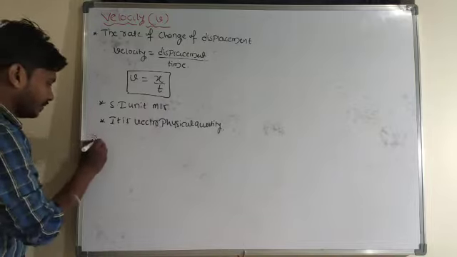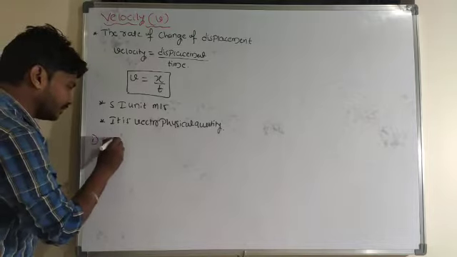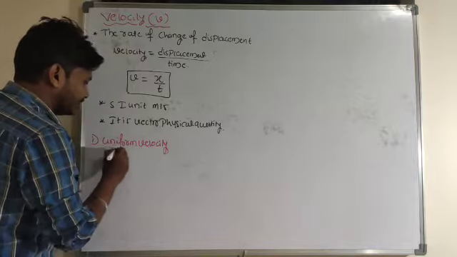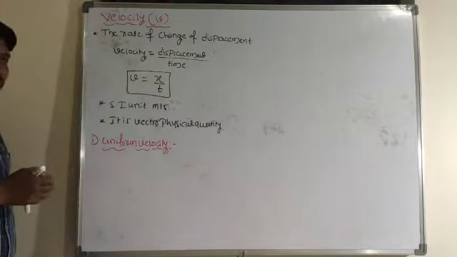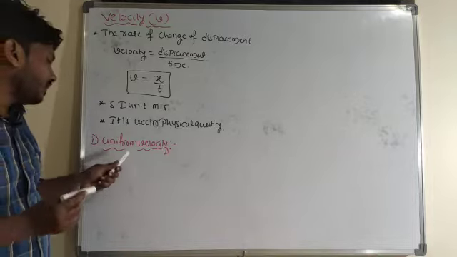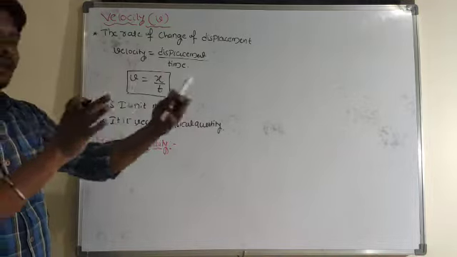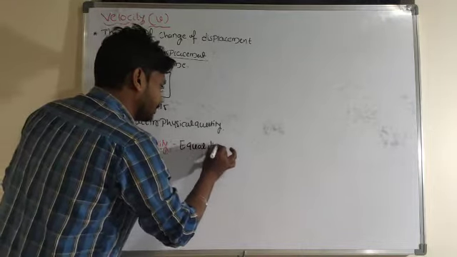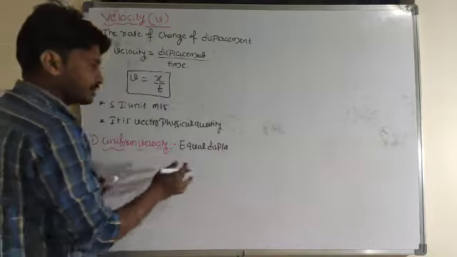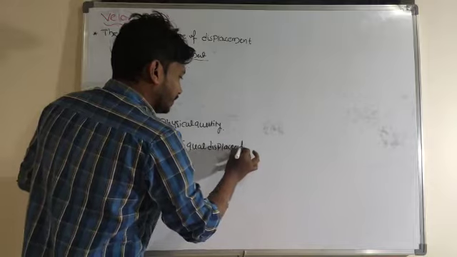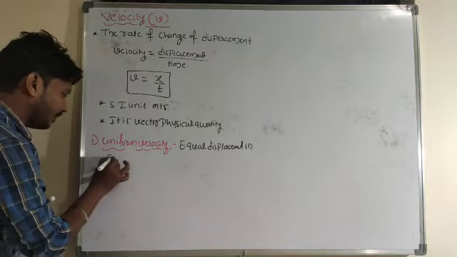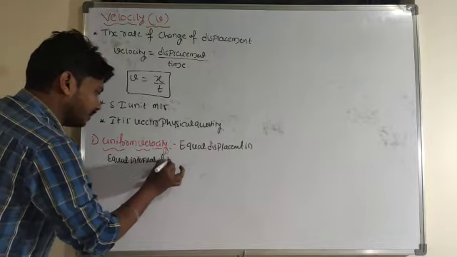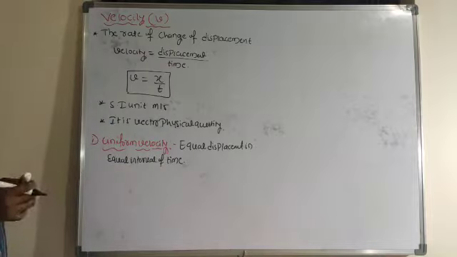So first one is uniform velocity. As in the case of uniform speed that I said, if an object covers equal distance in equal intervals of time, here if an object covers equal displacement in equal intervals of time, so that is uniform velocity.